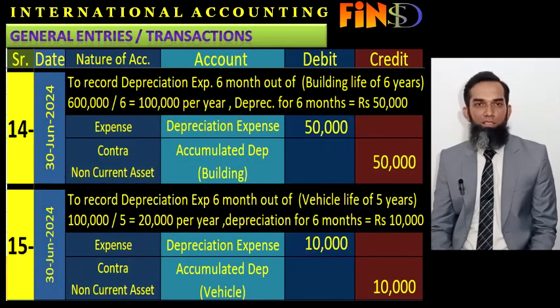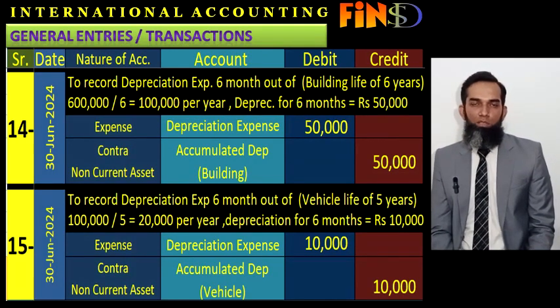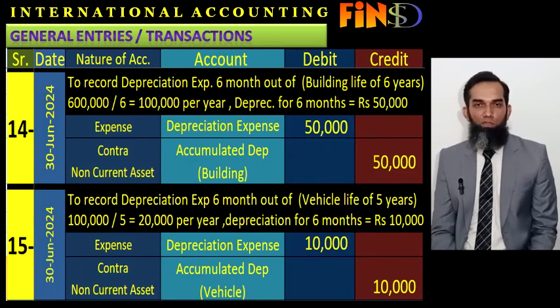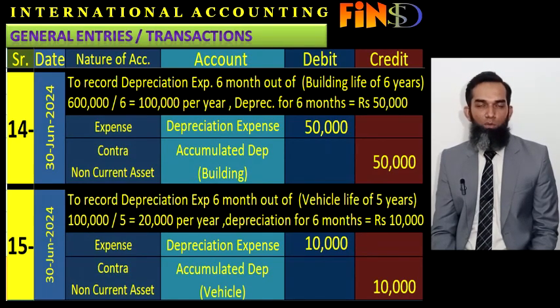Moving on to the next slide, we are now making the 14th entry: to record the depreciation expense of 6 months out of the building life of 6 years. The company acquired the building at a cost of 600,000 on the very initial date, 1st January 2024, by increasing capital, injecting 600,000 as building cost. That building cost has to be set off over the 6 years. It is an accounting rule to reduce the asset cost over the life of the asset.